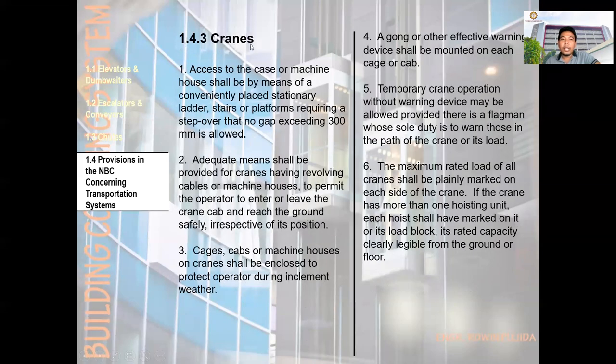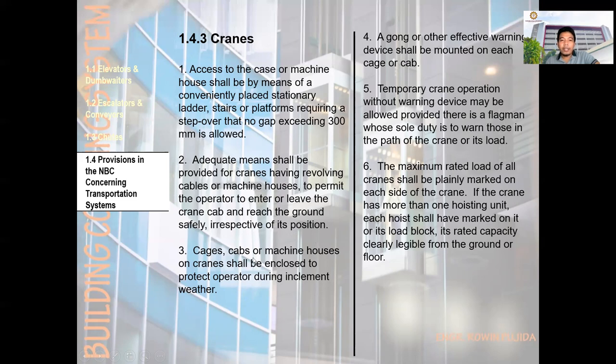So next we have the cranes. Number one, access to the cab or machine house shall be by means of conveniently placed stationary ladder, stairs, or platform requiring a step over that no gap exceeding 300 millimeters is allowed. And then you have number two, adequate means shall be provided for cranes having revolving cabs or machine houses to permit the operator to enter or leave the crane cab and reach the ground safely irrespective of its position.